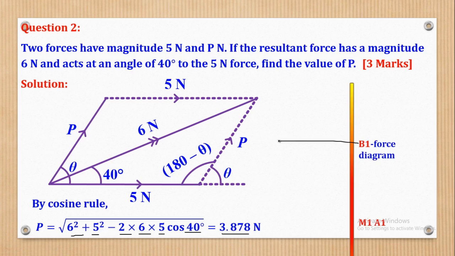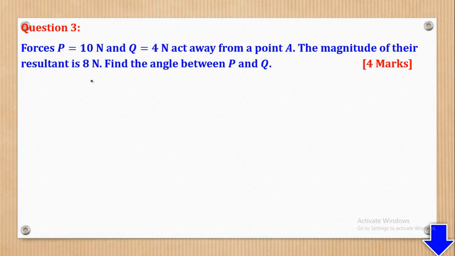So B1 is for the correct force diagram, M1 is for substituting in cosine rule, and A1 is for the final output which they want. Now we shall go to question 3.